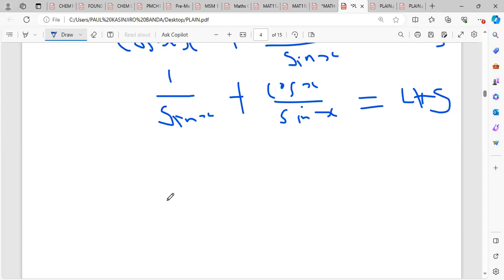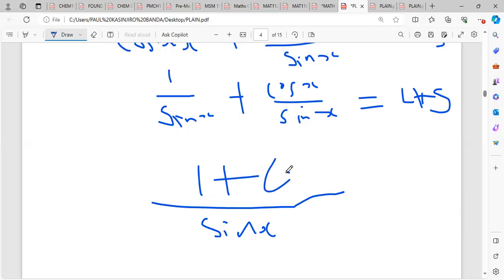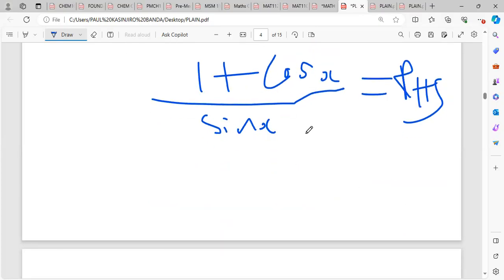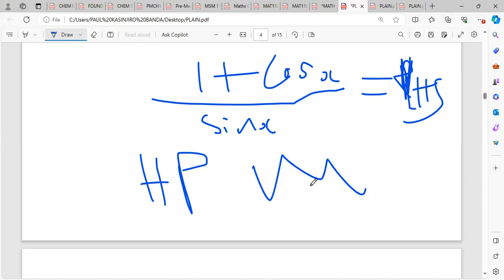Then here now you can say that sine is a common denominator. Then on top you're just going to have 1 plus cos x, which is equal to the right-hand side. We can see that this indeed is the expression that was on the left-hand side. Why am I writing right? Left-hand side. Then you say hence proved. So that's how you solve that question.